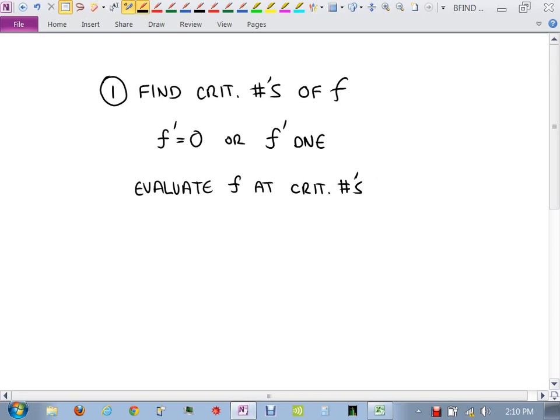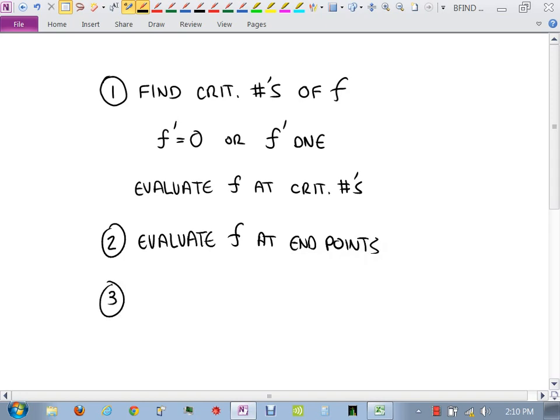So it's kind of a two-step process here. For part 1, for part 2, we evaluate f at endpoints. And then third, we compare answers from part 1 and 2.